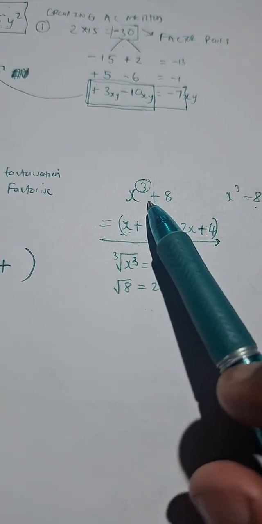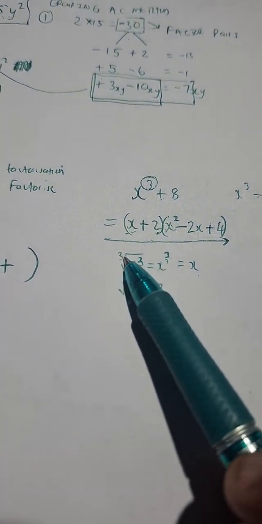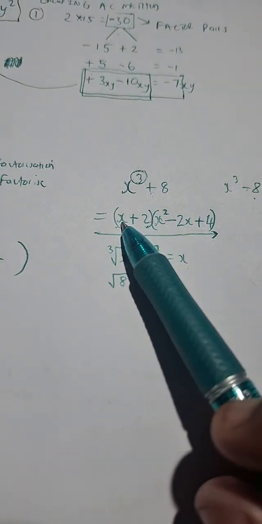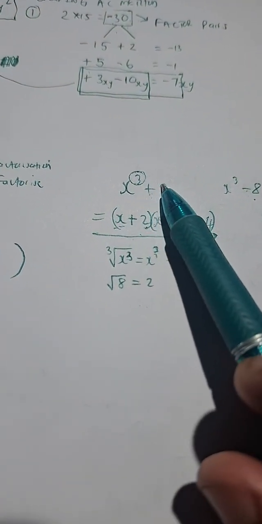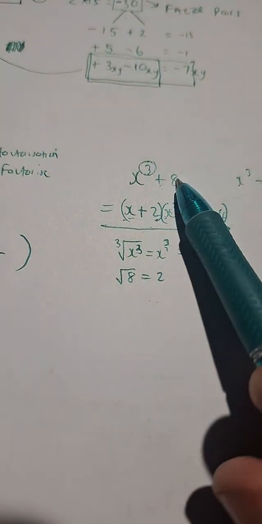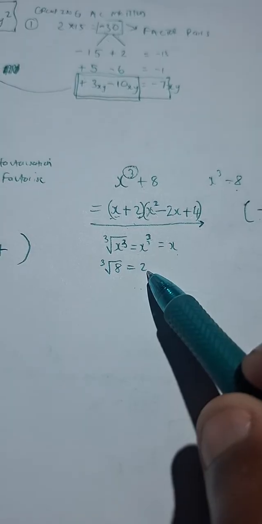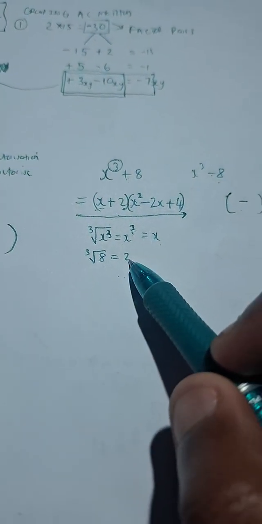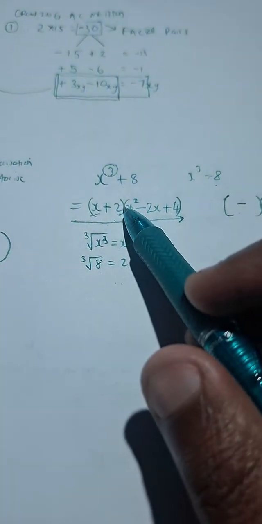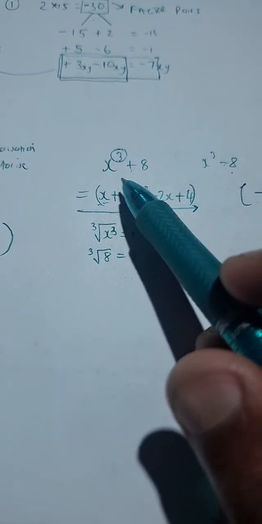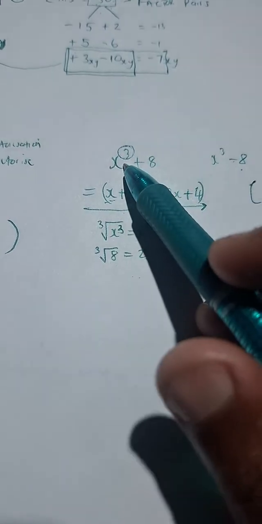To get the first term, you take the cube root of whatever the first term is. That gives us x. That's where the x comes from. Then you take the cube root of the second term. Cube root of 8. So not the square root, the cube root. Cube root of 8 is 2. You can just use your calculator. Cube root of 8, you will get 2. There's the 2. Then you want the first term in this bracket. So you ask yourself, x times what gives you x cubed?